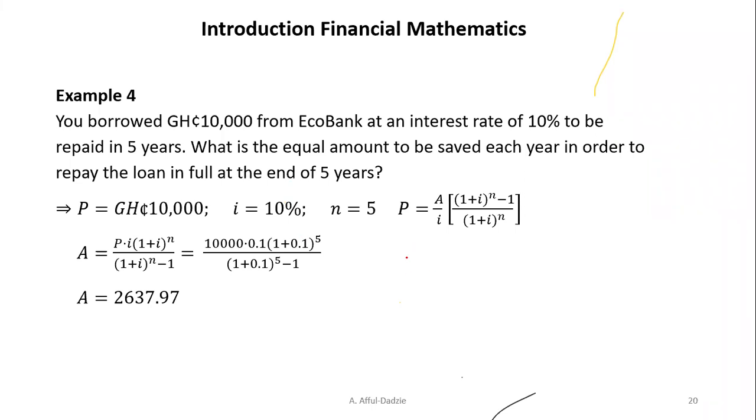The A is what? The A is that annual amount. That amount you're going to be paying all the time. In other words, we call it annuity.